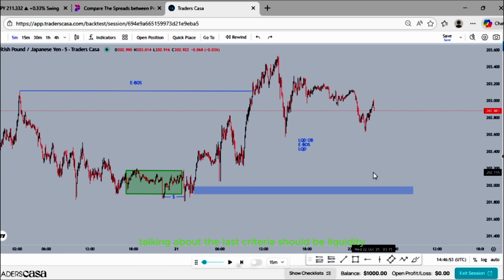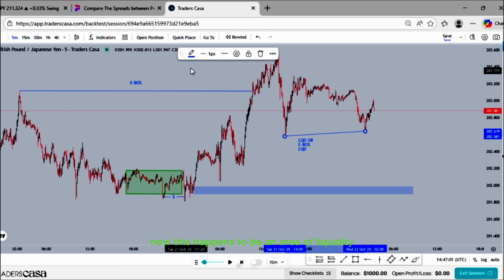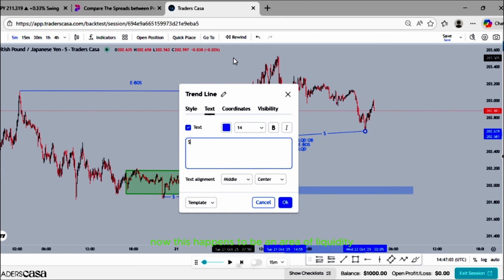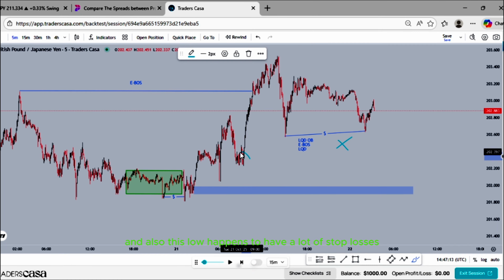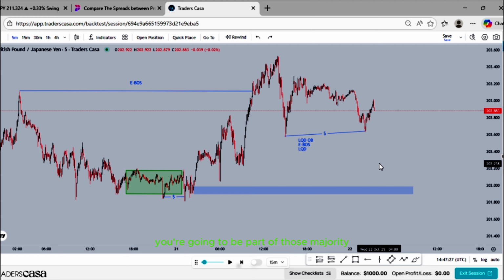Now, talking about the last criteria, which is liquidity, areas of liquidity. Okay, now this is a low. This happens to be an area of liquidity, not a point, because a lot of people will buy the market or keep their stop below here. This low also happens to have a lot of stop losses. You need to make sure that the majority are taken out of the market before you step into the market, so that you are part of those majority that will be liquidated before the market tends to move.